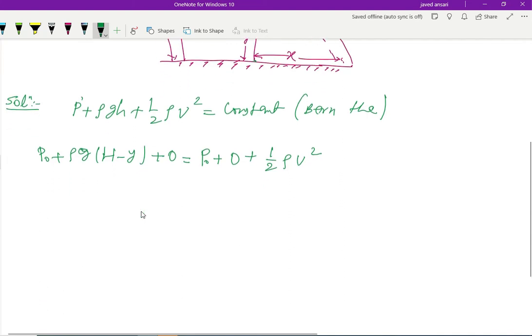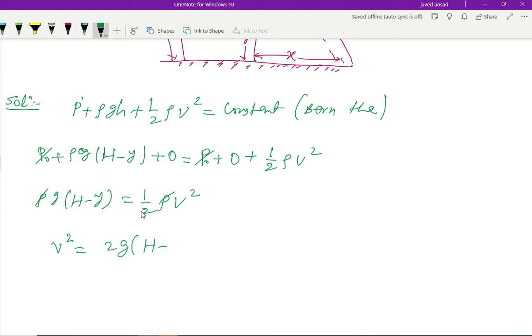Okay, now it's a matter of solving this. We want to find the value of y and v. So let's try to solve this. This p naught on both sides will cut. What it becomes now is rho g (h minus y) equal to half rho v square. So rho and rho you can cut out, and you will get v square equal to 2g (h minus y). Let's say this is equation number 1.